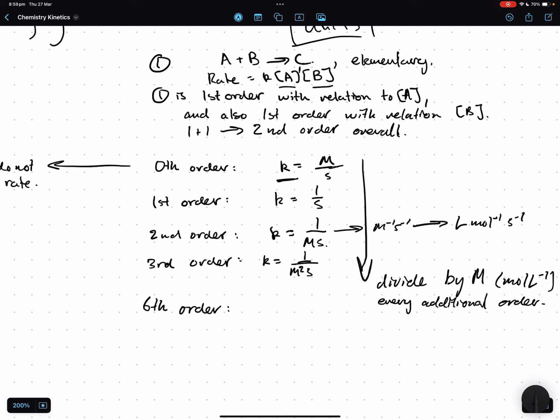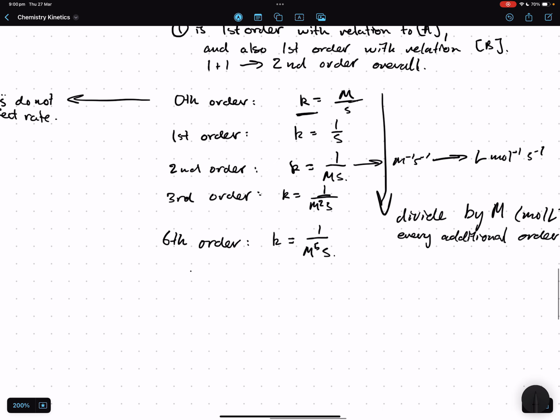So we have k is equivalent to 1 over, and we've got the third order, so it's going to be m to the 5s, right? Because we're kind of counting, so you're thinking the original form is m over s, and we're dividing it by m to the amount of orders. So it equals 1 over m to the 5s. That's sort of how it is.